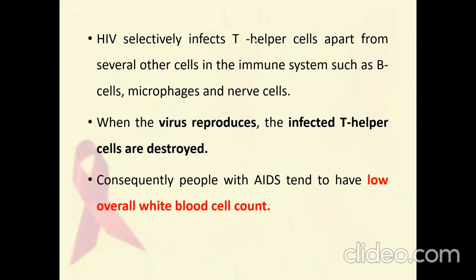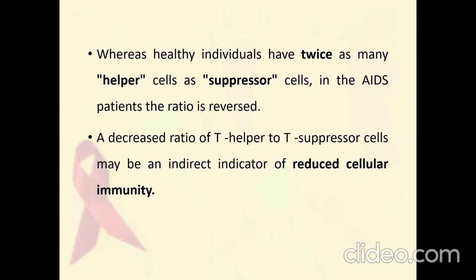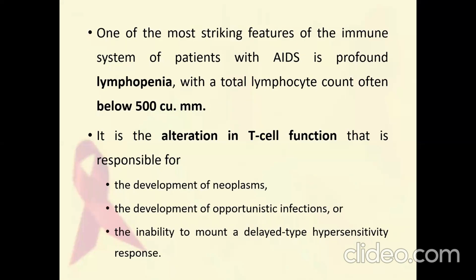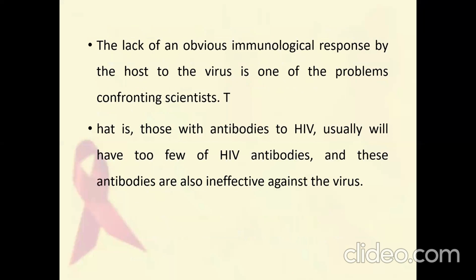So HIV patients or AIDS patients have a low overall white blood cell count. A decreased ratio of T helper cells to T suppressor cells is the indirect indicator of reduced cellular immunity. The WBC count may be below 500 per cubic mm, and the alteration in T cell function is responsible for development of neoplasm, development of opportunistic infections, and inability to mount a delayed type hypersensitivity response.